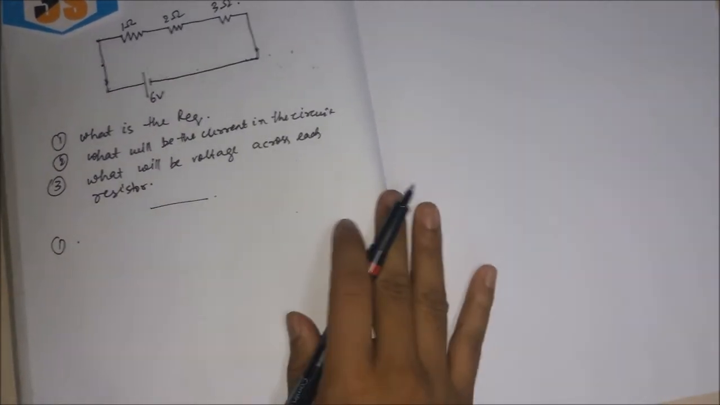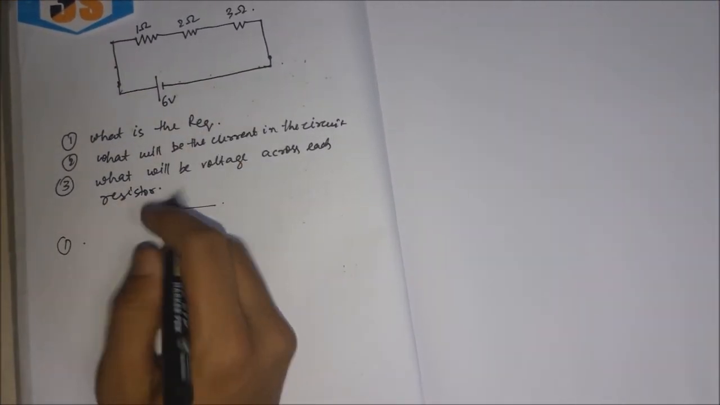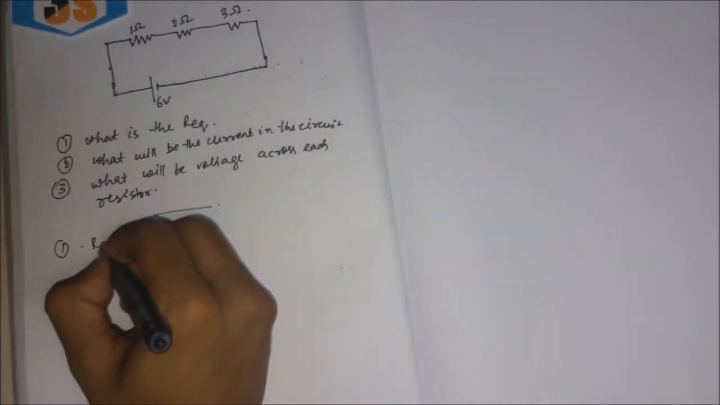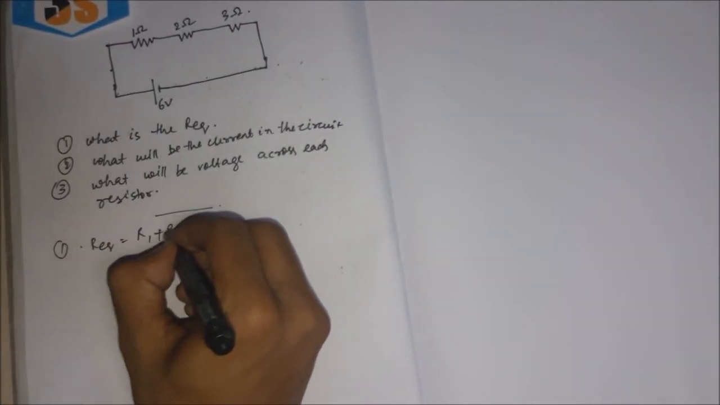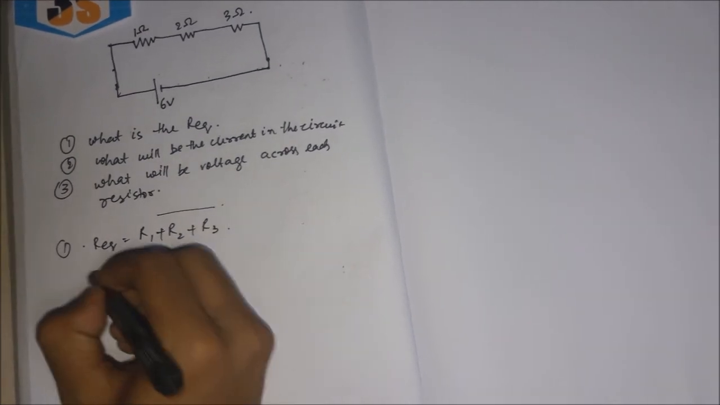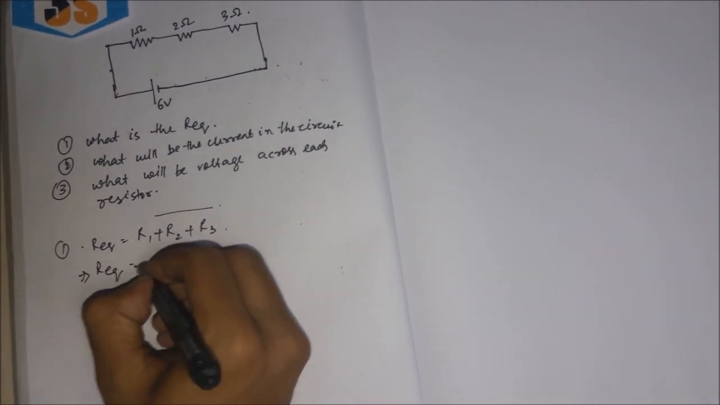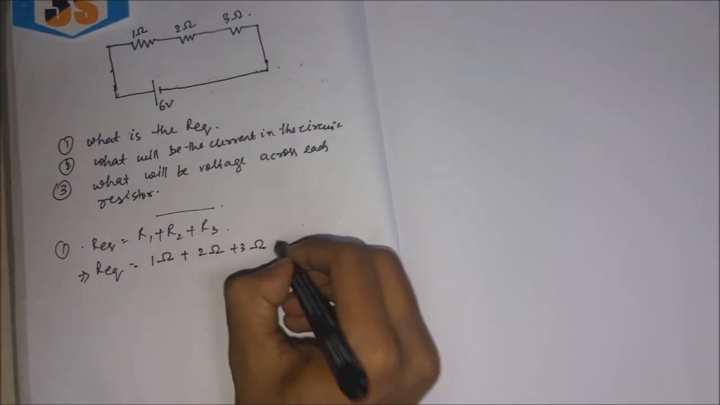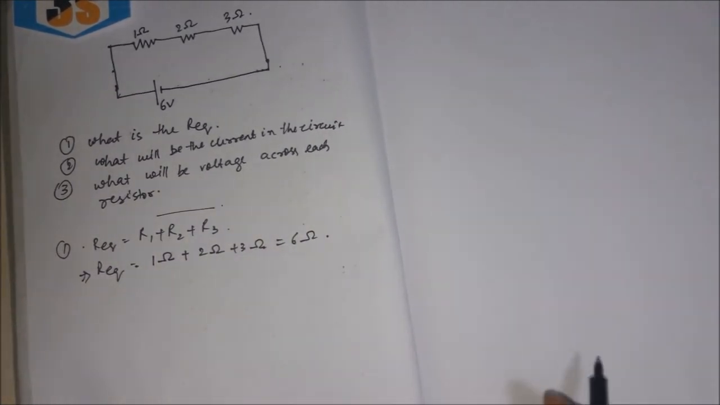The first one, what will be the R equivalent? Since this is a series combination of resistances, we know that R equivalent equals R1 plus R2 plus R3. That is, R equivalent equals 1 ohm plus 2 ohm plus 3 ohm equals 6 ohm.